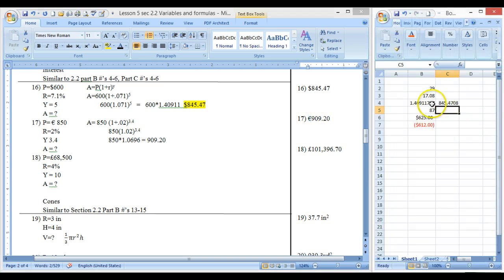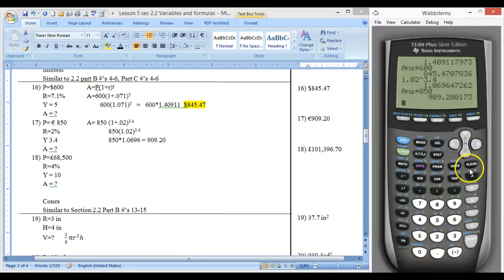In Excel, we can do it the same way. Getting a little crowded in here. So we did equals. In fact, I'm going to go ahead and just type it all in exactly as we see it, because I know Excel will do the order of operations as well as your graphing calculator. 850 times, because in Excel it doesn't know what to do between the number and the parentheses. You have to tell it times 1 plus 0.02, close the parenthesis, raise it by doing Shift 6 to 3.4. There we go.